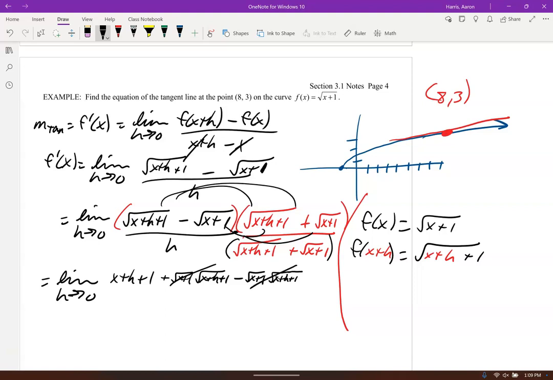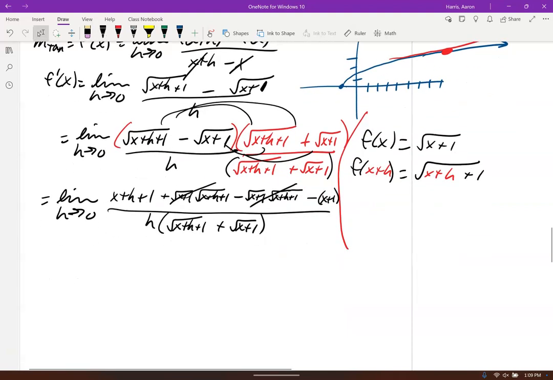And then your last ones, negative root x plus 1 times root x plus 1 is just x plus 1. It undoes that radical. And this is all over h times square root of x plus h plus 1 plus square root of x plus 1. And I'm going to go ahead and distribute that minus through as well. So I've got x plus h plus 1 minus x minus 1.